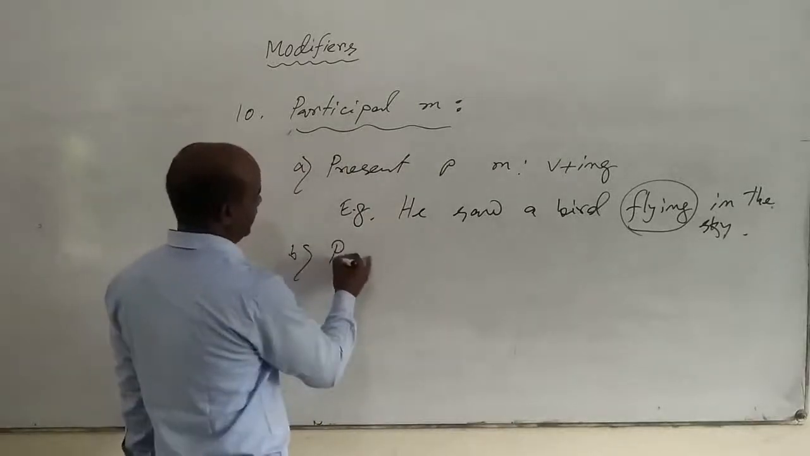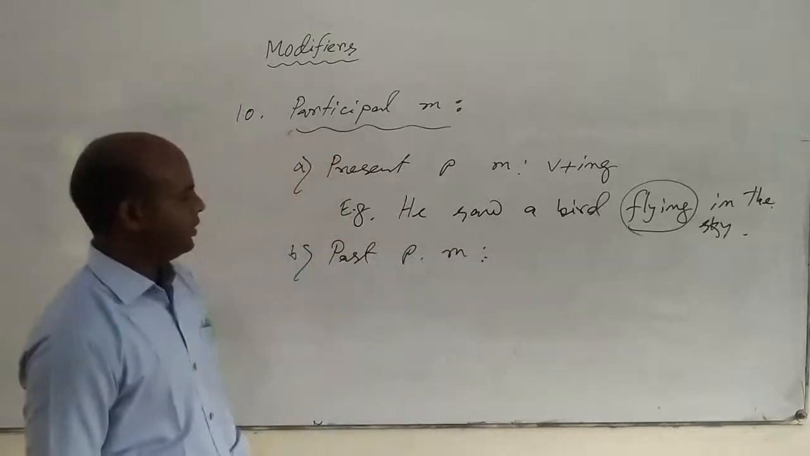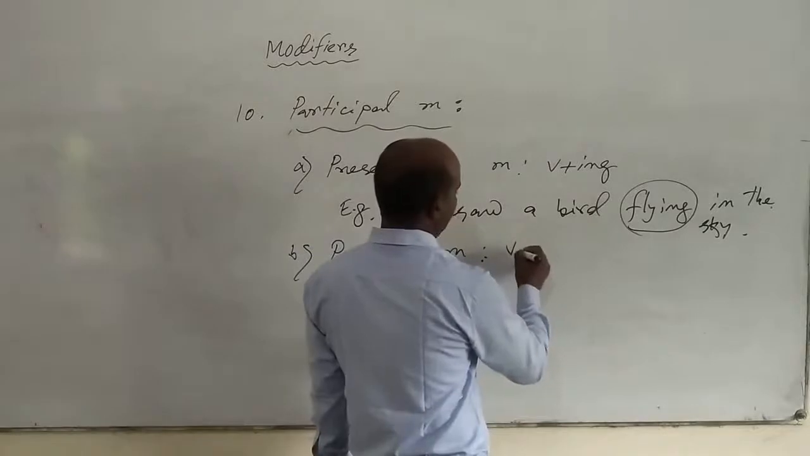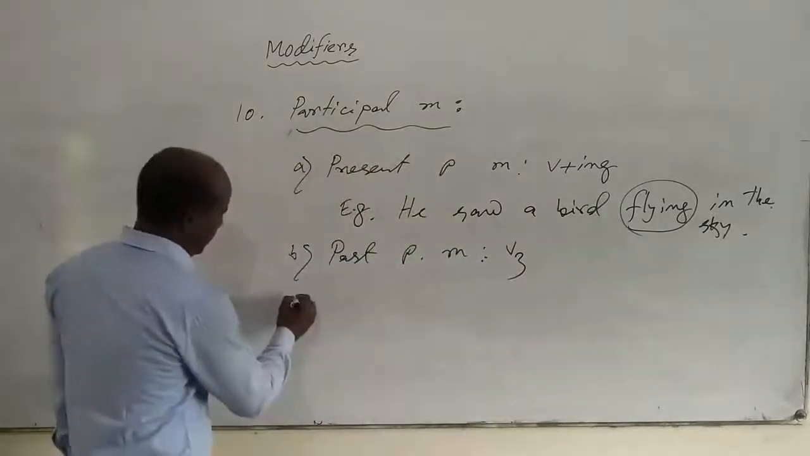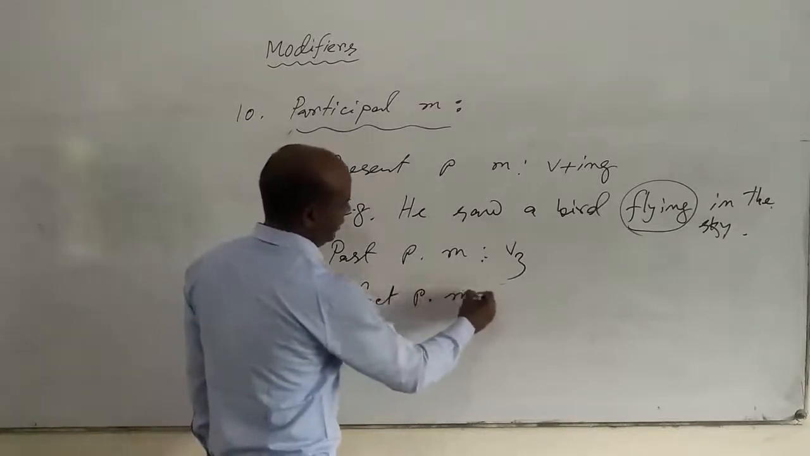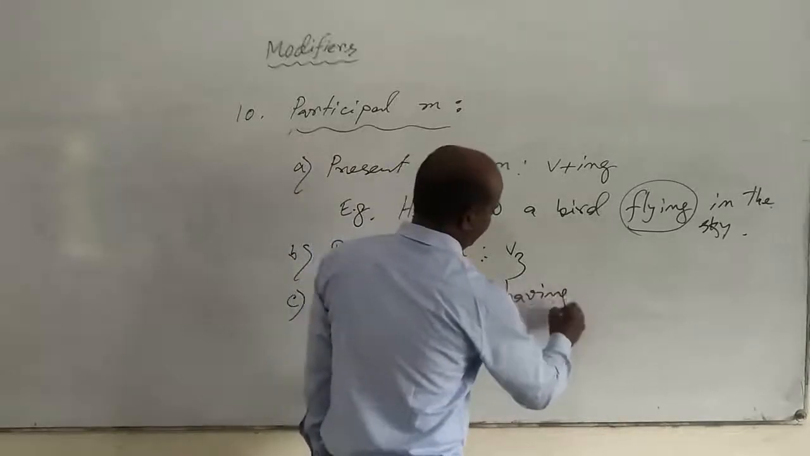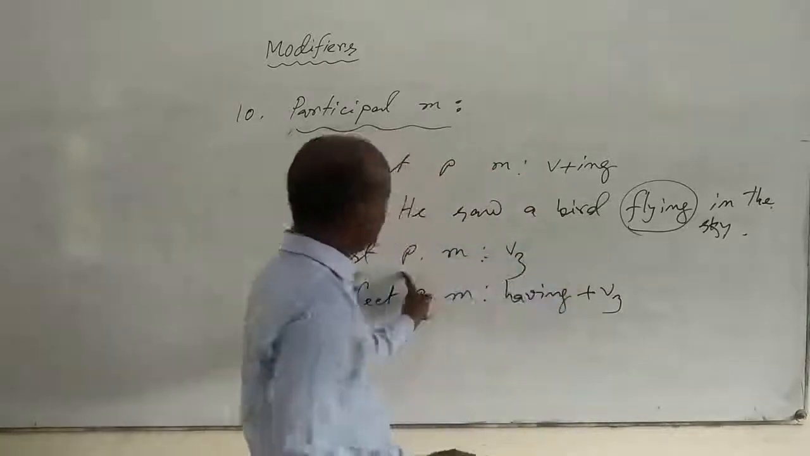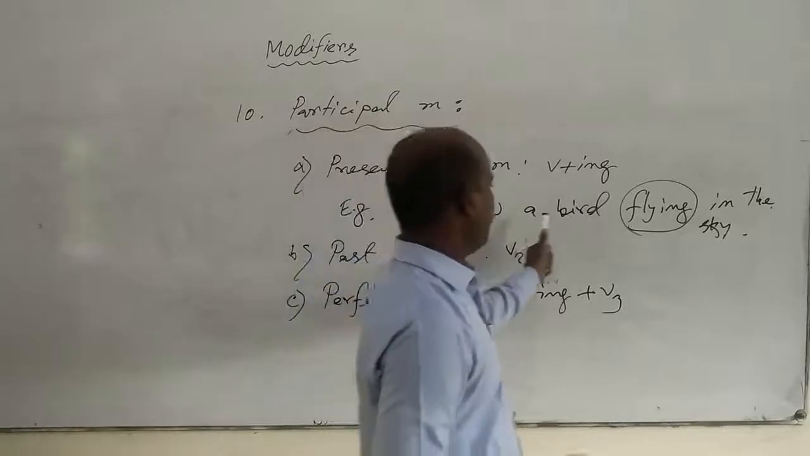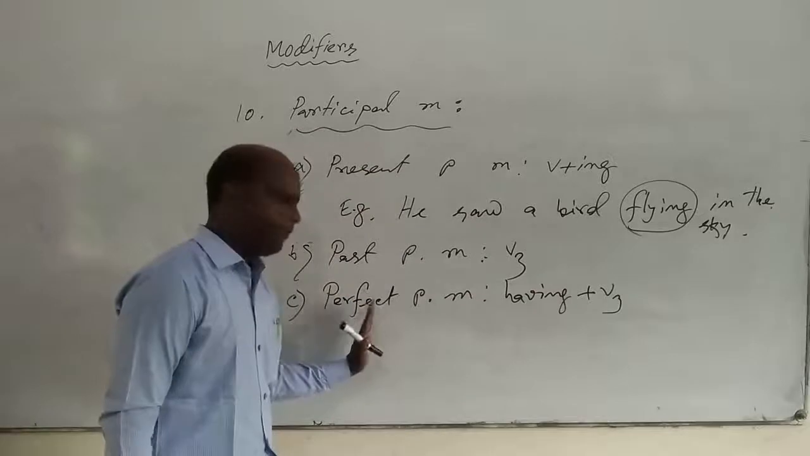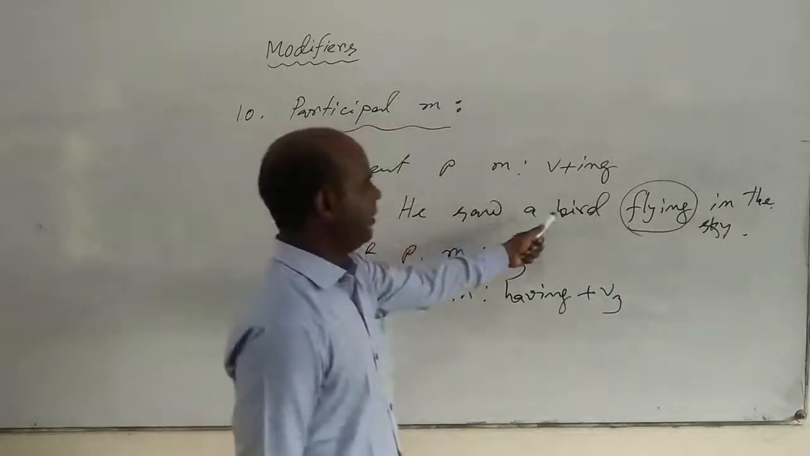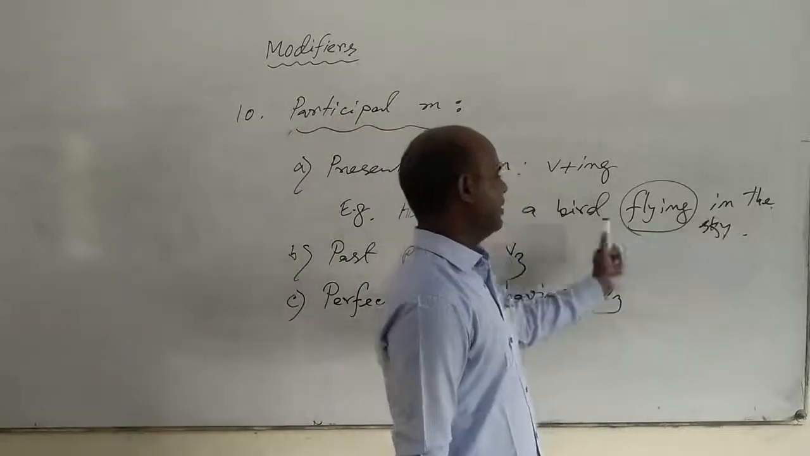Number two, past participle modifier. What is a past participle modifier? It is the third form of the verb. We all know actually. Verb 3. And number 3, perfect participle modifier: having plus verb 3. Here, if we use a past participle modifier, then we have to use fly, flew, flown. You have to use flown. He saw a bird flown in the sky. And if we use a perfect participle modifier, then you have to use having flown in the sky. He saw a bird flying in the sky, flown in the sky, having flown in the sky.